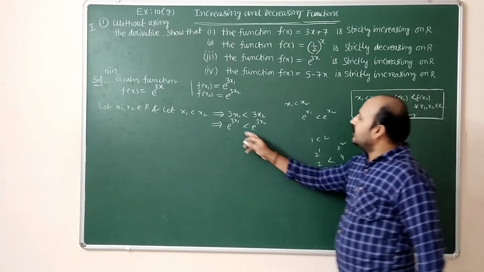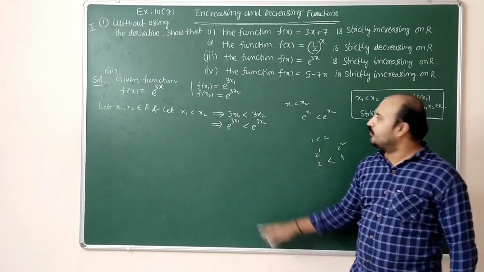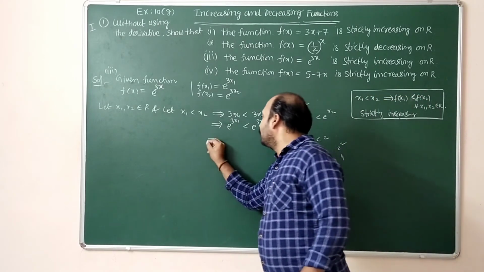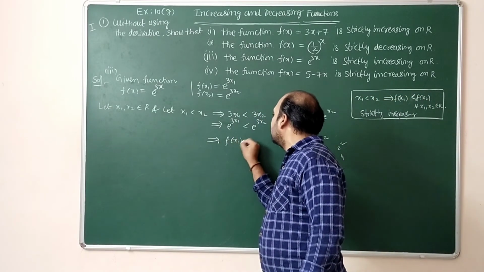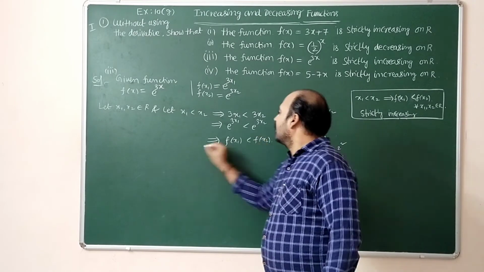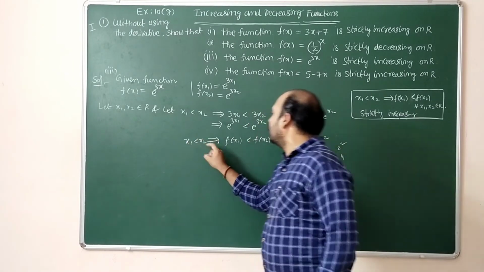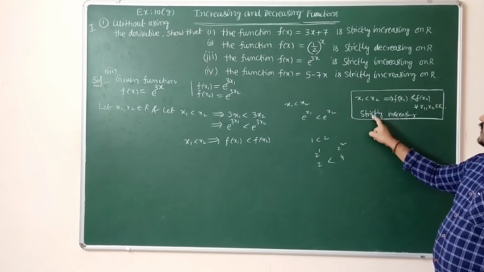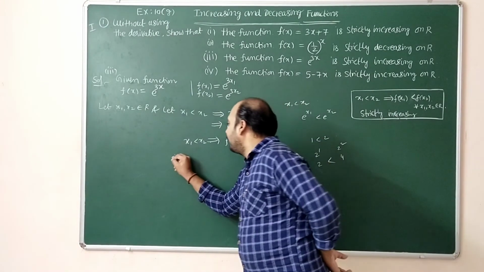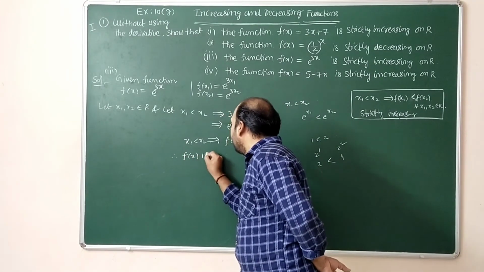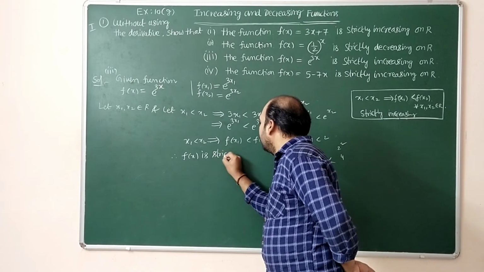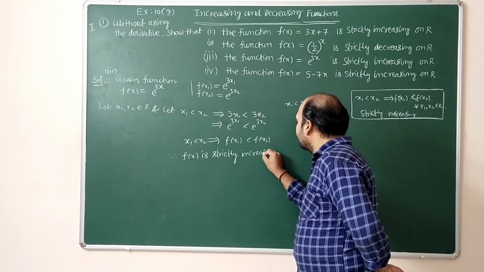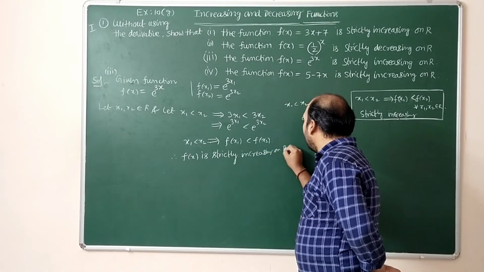So that is the reason 3x1 is less than 3x2, which implies e power 3x1 is less than e power 3x2. That implies f of x1 is less than f of x2. So x1 less than x2 implies f of x1 less than f of x2, for all x1, x2 belonging to R. Therefore, f of x is strictly increasing on R, hence proved.